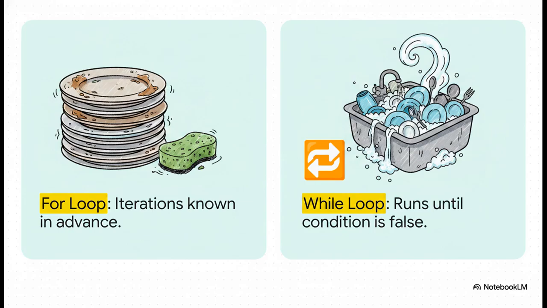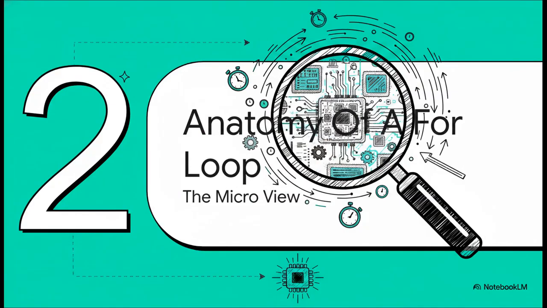Before we dive into the math of time complexity, let's distinguish between two really common tools we use to repeat actions, the for loop and the while loop. It's kind of like doing household chores. A for loop is used when you know in advance exactly how many times you need to execute a block of code, like wash exactly 5 plates. You know the iterations. A while loop, on the other hand, is used when the iterations are unknown. It just runs until a specific condition becomes false, like keep washing until the sink is completely empty. Today, our primary focus is the for loop because its predictable, countable nature makes it the absolute perfect starting point for our analysis.